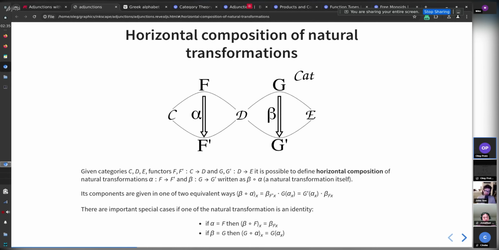So this is important. Any questions so far? When it's an identity natural transformation, like if alpha was the identity, then F would equal F prime, right? Right. Yeah. That's implied here.